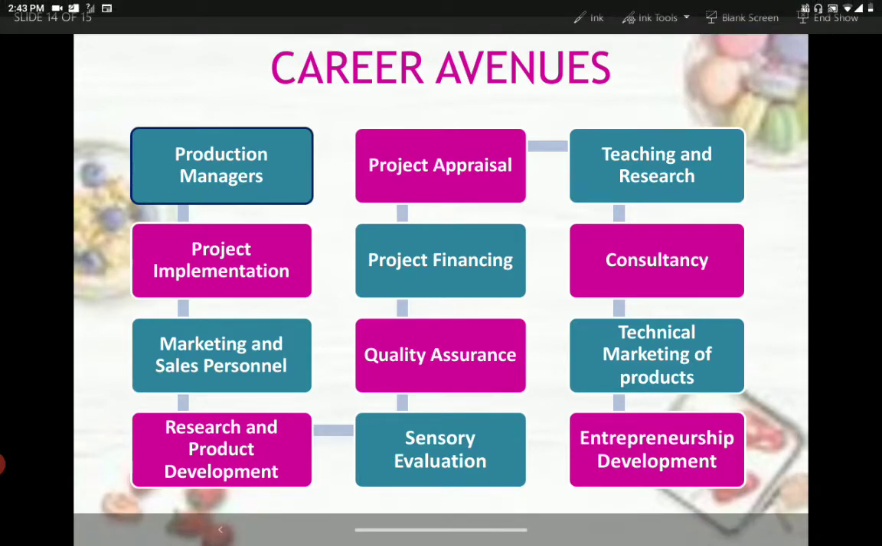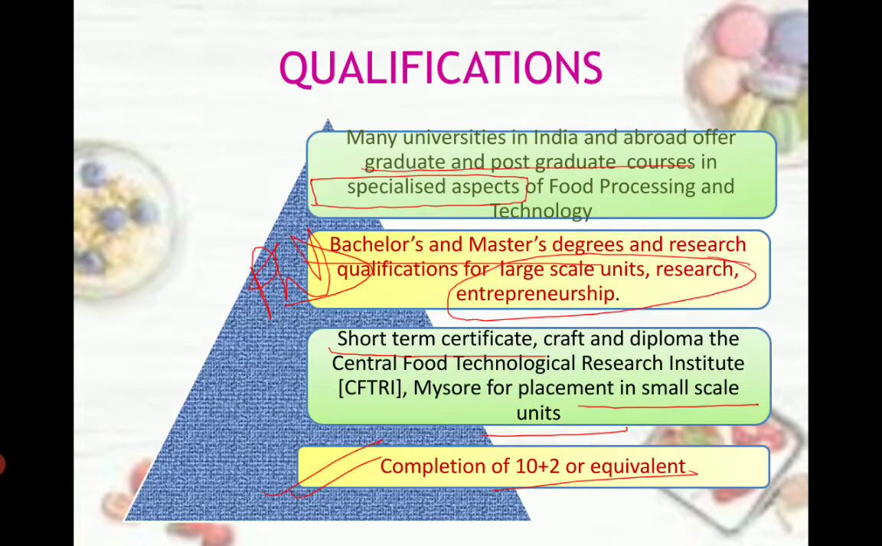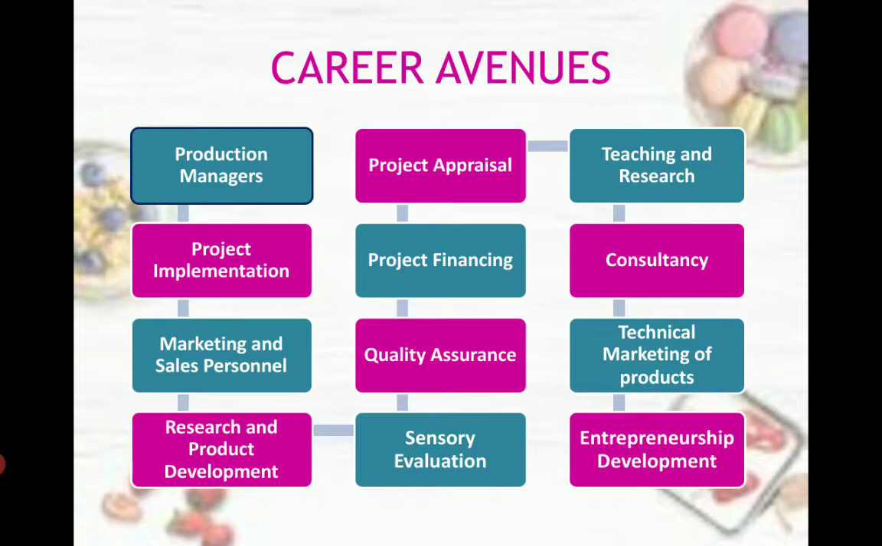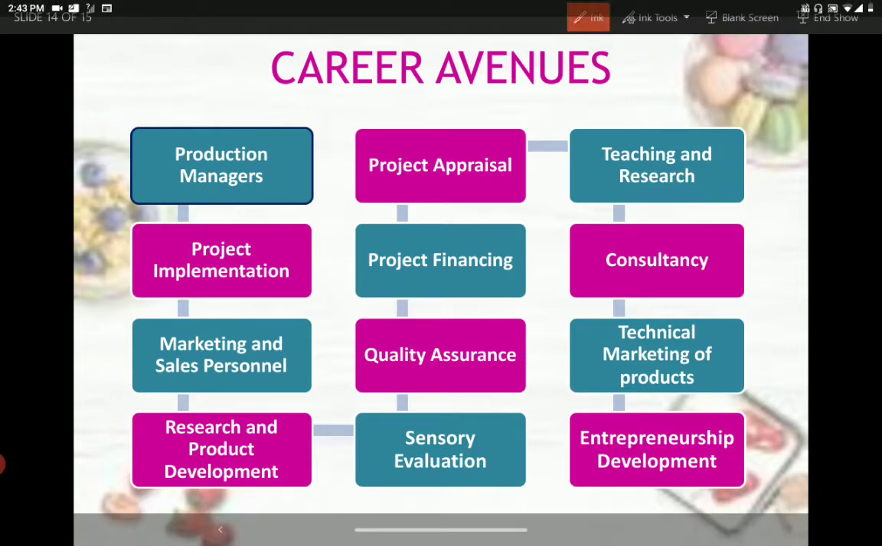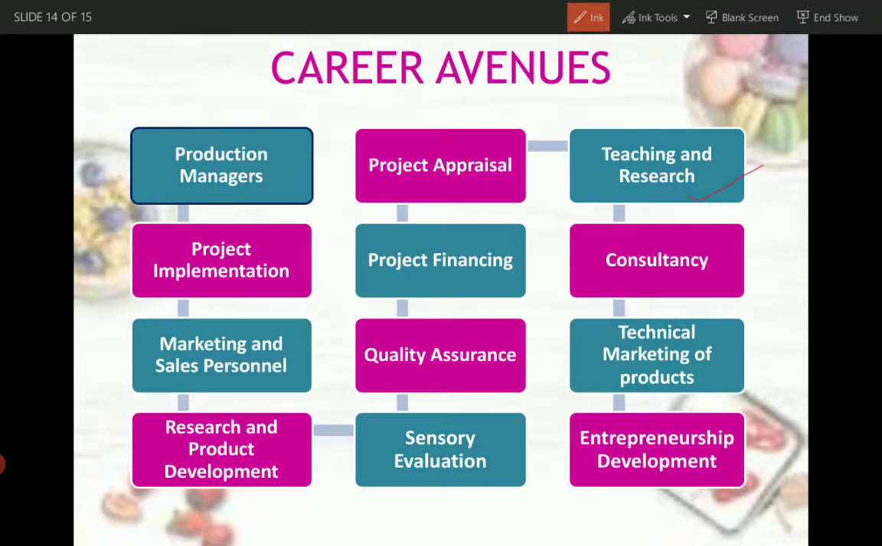What are the career avenues which are available? You can be production manager, project appraisal, teaching and research. These are all very common. We have already covered it. Project implementation, project financing, consultancy. Consultancy for what? किस चीज़ की consultancy आप यहाँ पर देंगे? Obviously, regarding the processing, increasing the shelf life, deterioration of food, etc.